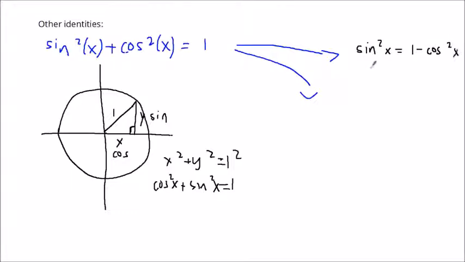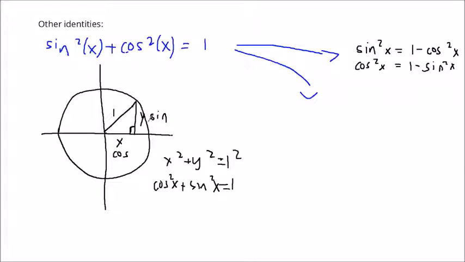So anytime you see a cosine squared x, you can substitute it with 1 minus the other, 1 minus the co-function, right? So sine squared x equals 1 minus cosine squared x. Cosine squared x equals 1 minus sine squared x.